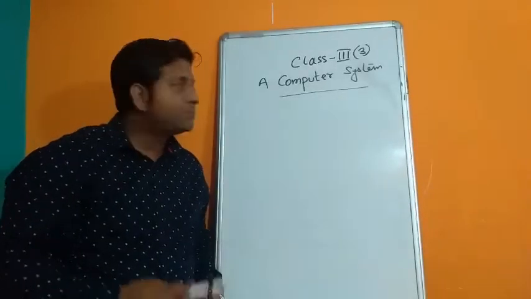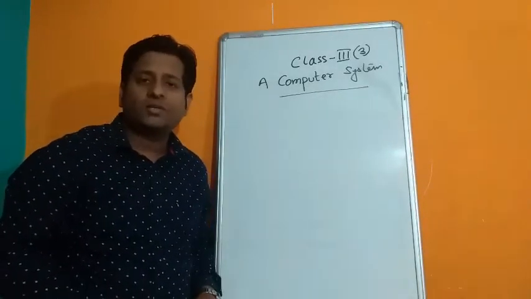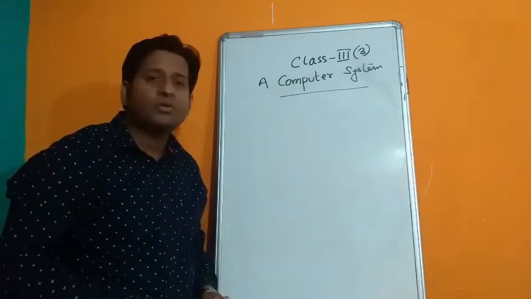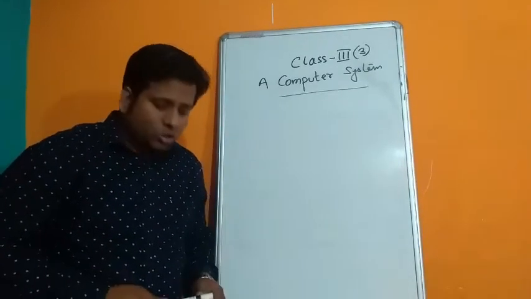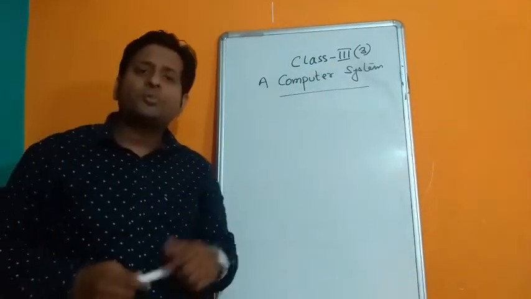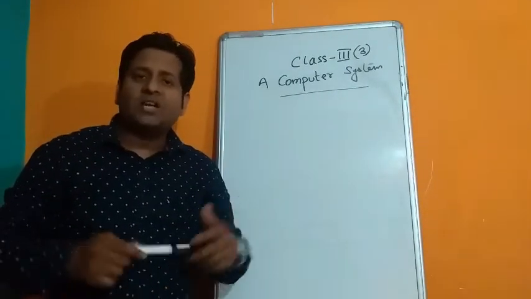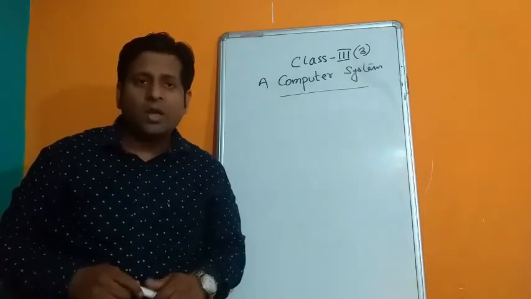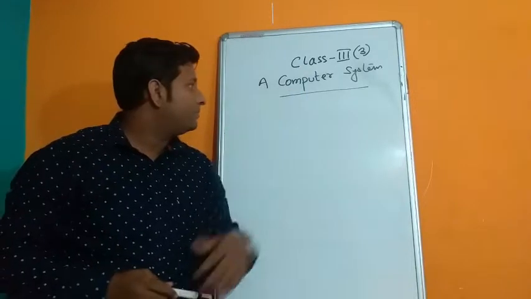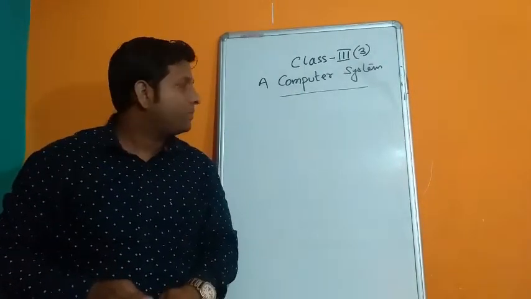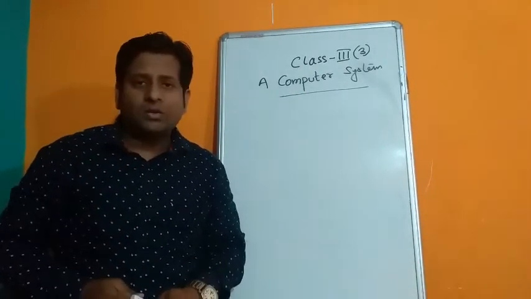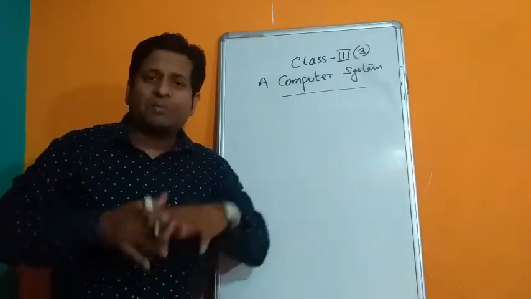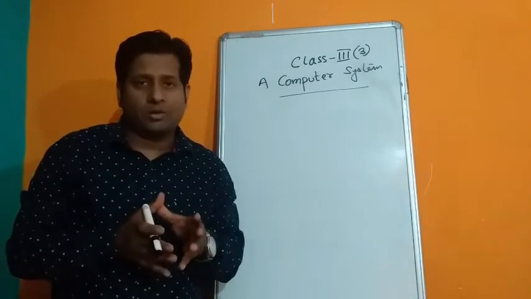Good morning, children. So today our first class on computer, and the chapter name is a computer system. So children, in class 2 we have learned that computer is a machine which does our work and makes our work easier, isn't it? But here in this chapter, in class 3, we'll be learning a computer system. That means what are the various components, various devices that make a full computer working.